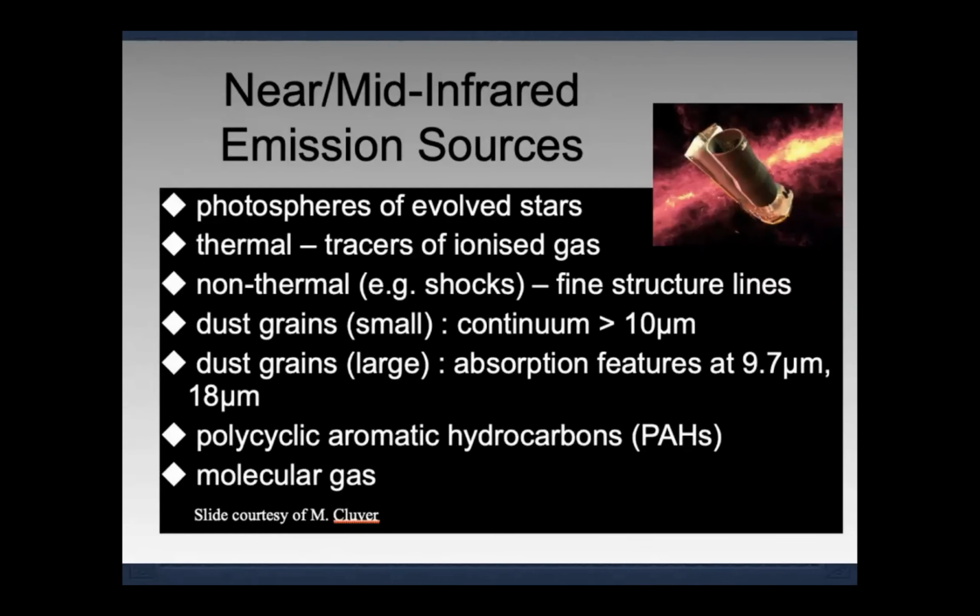In the mid-infrared and the near-infrared, you have all kinds of emission from stars and galaxies. You have photospheres, you have thermal tracers like the ionized gas, H-alpha. You have non-thermal emission coming from shocks. These are fine structure lines. You have dust grains, small, large, and everything in between. You have molecules like the polycyclic aromatic hydrocarbons, PAHs, and molecular gas such as H2.